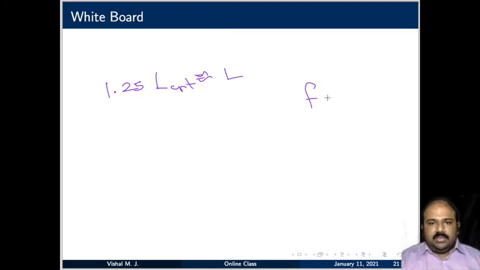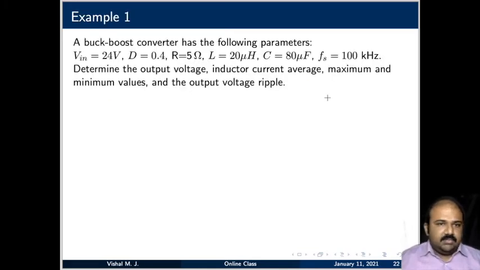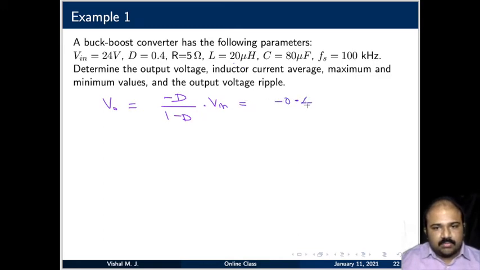Okay. So, let us do one numerical and wind up this session. It's not a design problem. A buck boost converter has the following parameters. Input voltage is 24 volts, duty ratio is 0.4, resistance is 5 ohms, L and C are 20 and 80 respectively, 100 kilohertz of switching frequency. Okay, determine the output voltage. So, it's pretty simple. What is the output voltage? Minus D by 1 minus D into Vin. So, it is minus 0.4 by (1 minus 0.4, which is 0.6) into 24. So how much would it be?